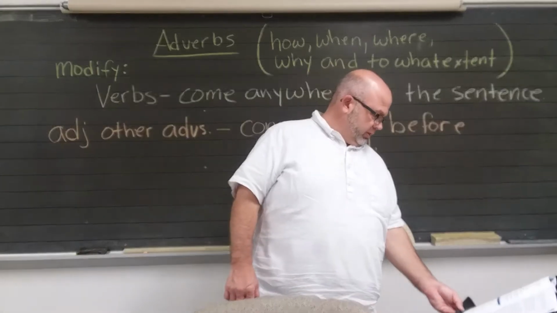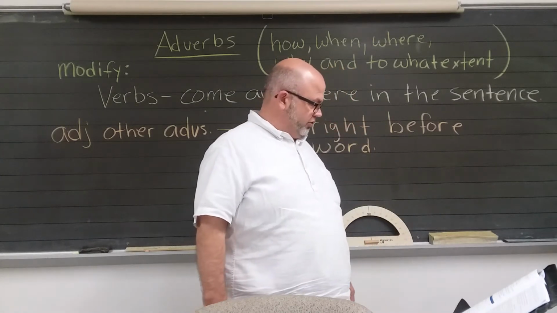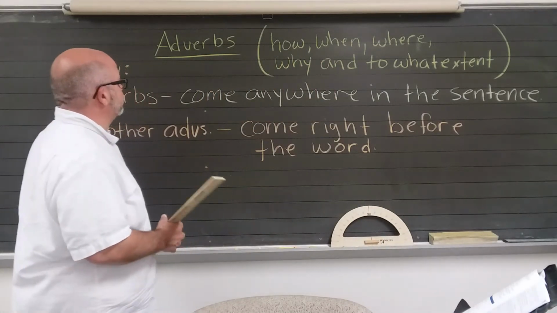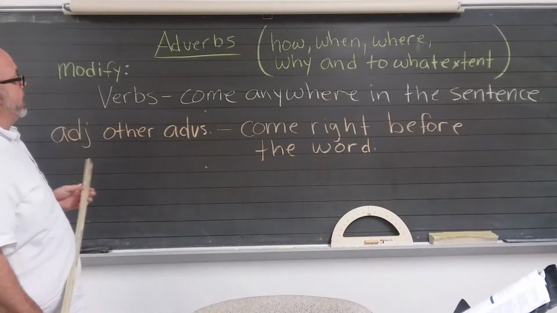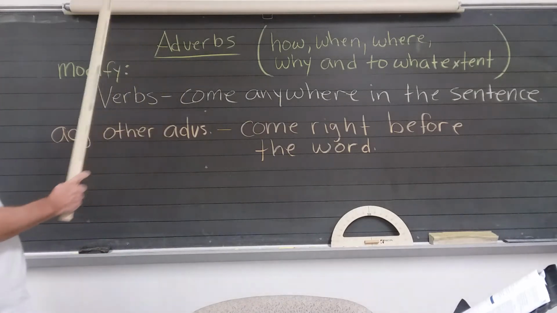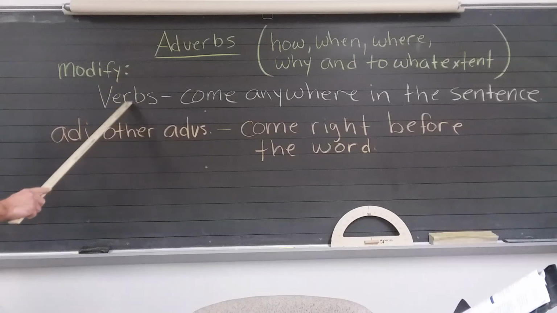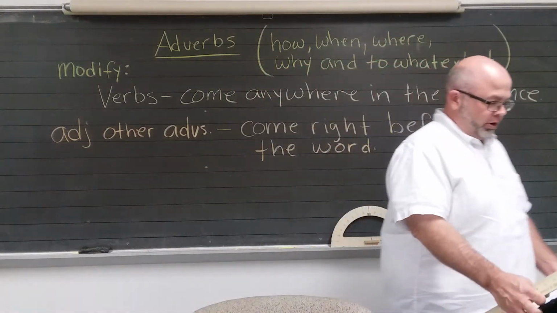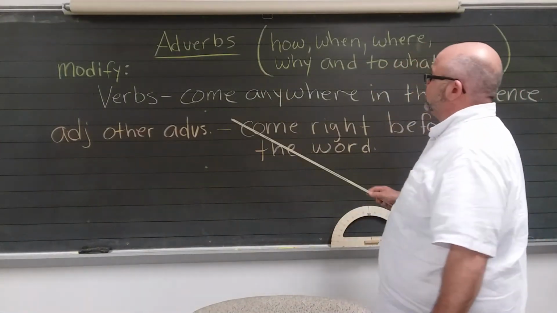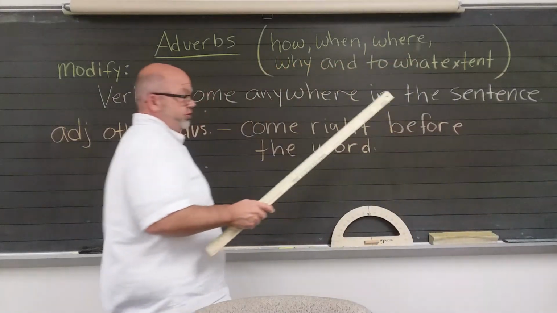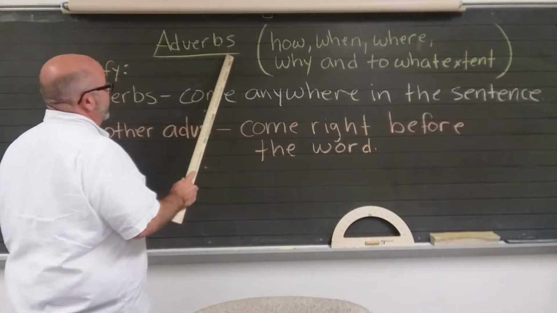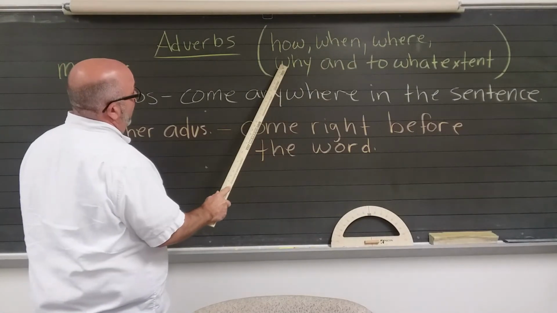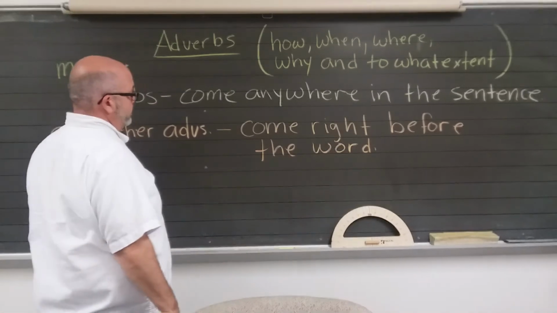Page 4 has to do with adverbs. What is an adverb? An adverb is a word that modifies verbs, adjectives, or other adverbs. All right? Adverbs answer the question about the words they modify: how, when, where, sometimes why, and to what extent.